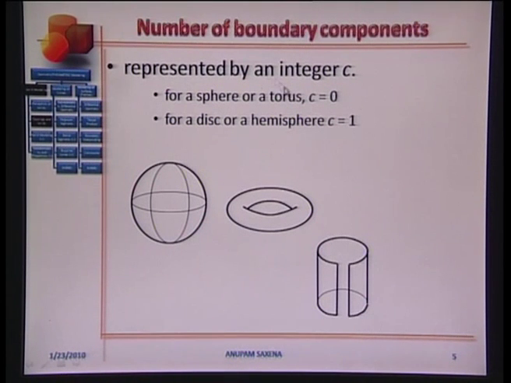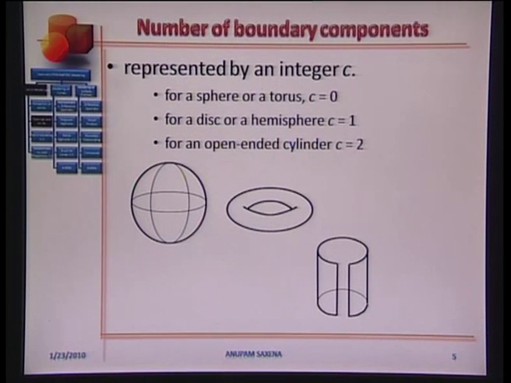This figure here is a piece of paper bent into a cylindrical shape. If I start from this point here, traverse leftwards, go down, and then travel rightwards, and go up to the same point, I find that this surface has a single boundary. For this, therefore, c equals 1.